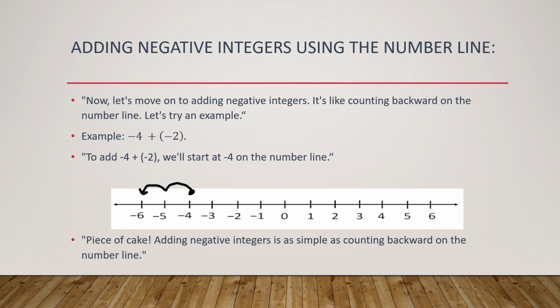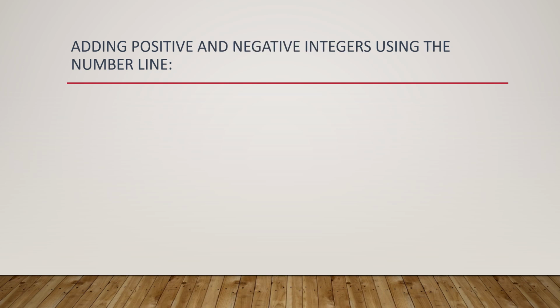Now let's move forward. Now, adding positive and negative integers using the number line. So far, we have seen how to add positive integers when both numbers are positive, and we have also seen how to add negative numbers when both numbers are negative. Now the third case comes, where one number is positive and one number is negative. So how do we add these two numbers using a number line? Let's see.